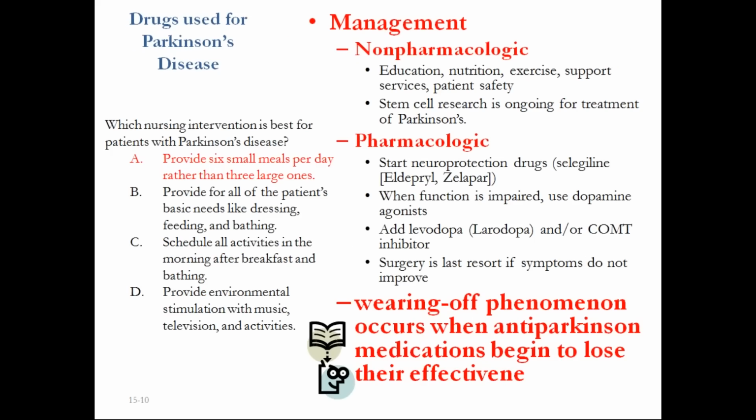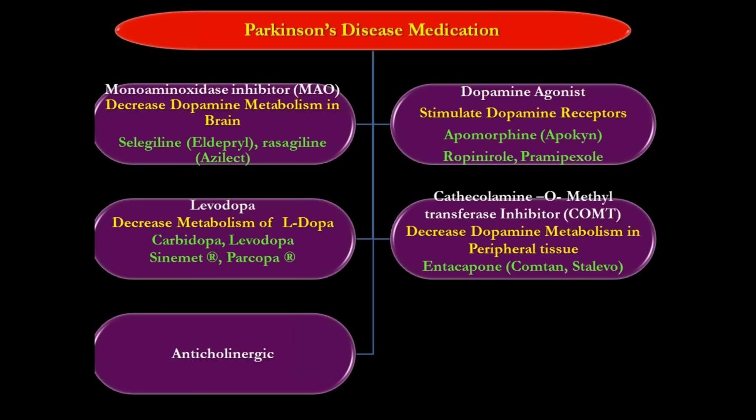So as I said, there are about 8 to 10 years where the medications are going to be effective. But after that, the Parkinson medication starts to lose its effectiveness. So that is what we call the wearing off phenomenon. What is the wearing off phenomenon? It is that after years taking the medication, it is not going to be as effective as before. So we are going to talk about some.